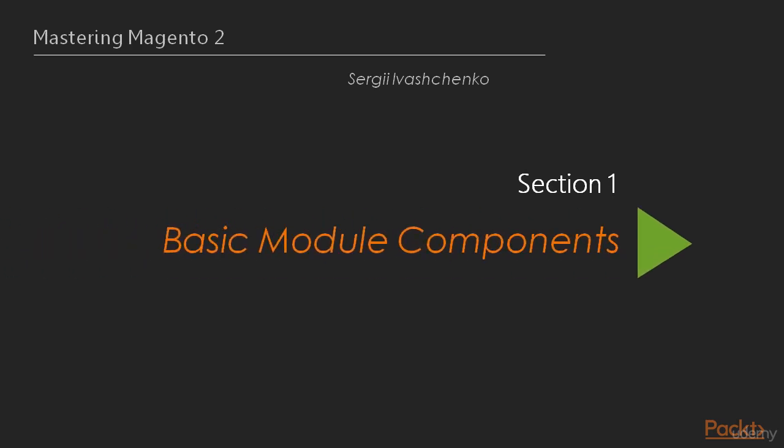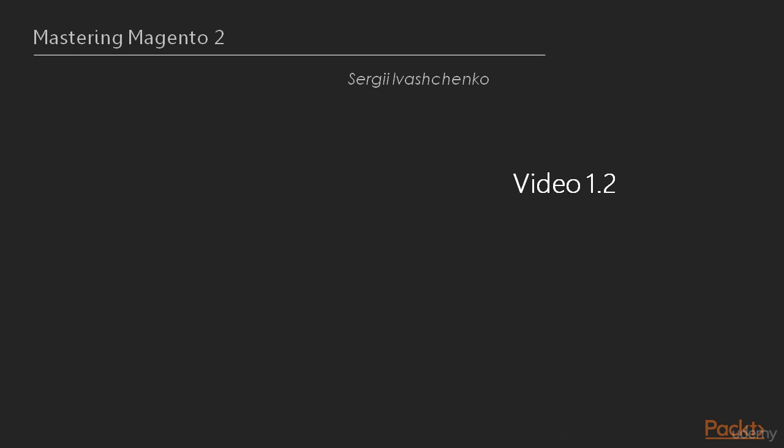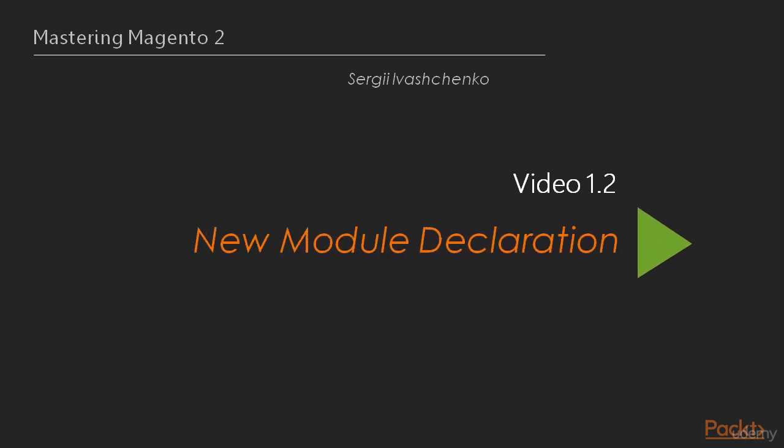We are going to start section 1 of Mastering Magento 2 course, called Basic Module Components. In this section, we are going to take a look at new module declaration, database install and upgrade scripts, and model, controller, and view layer implementations. The first video of this section is New Module Declaration.